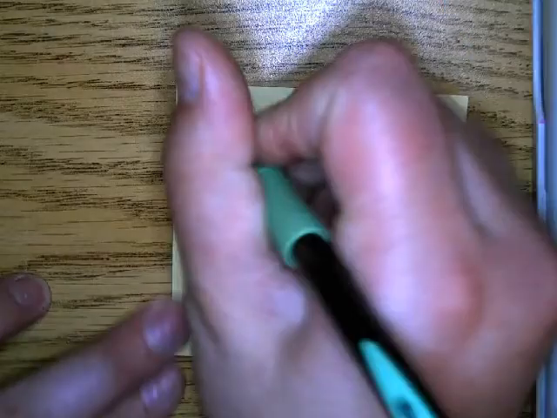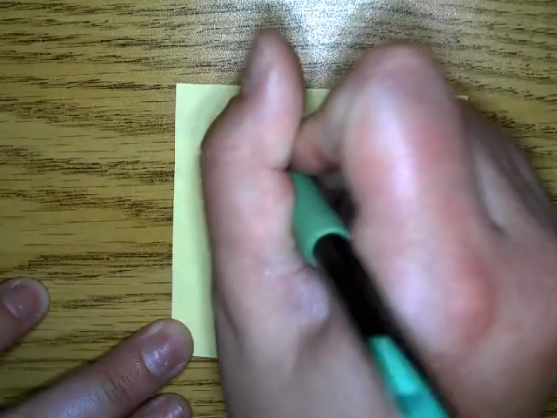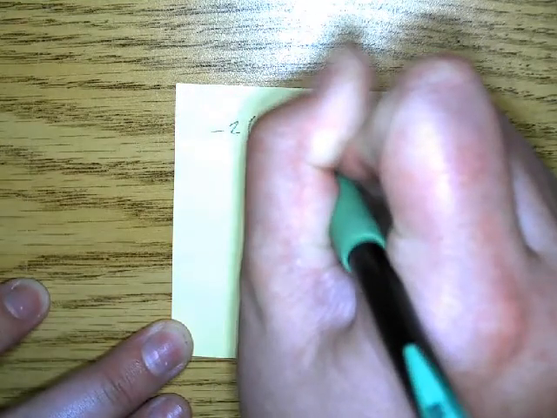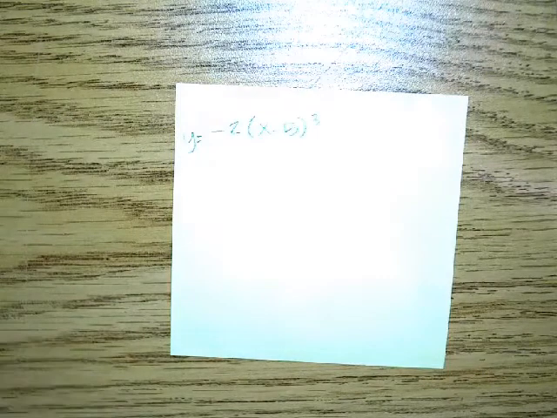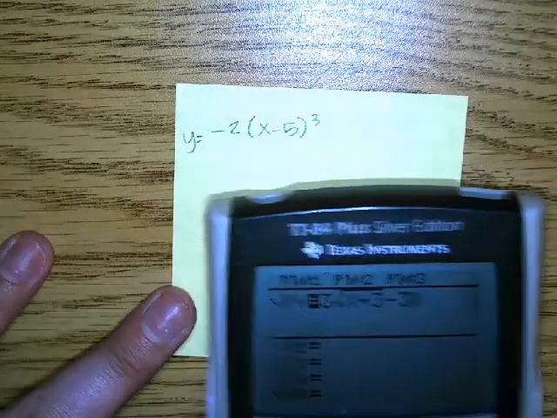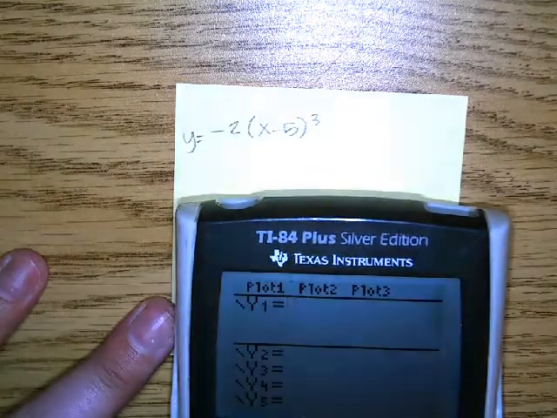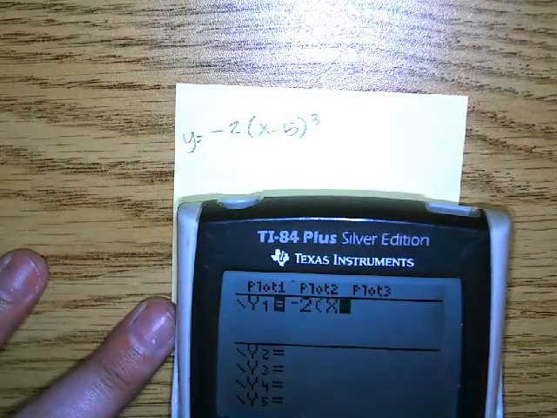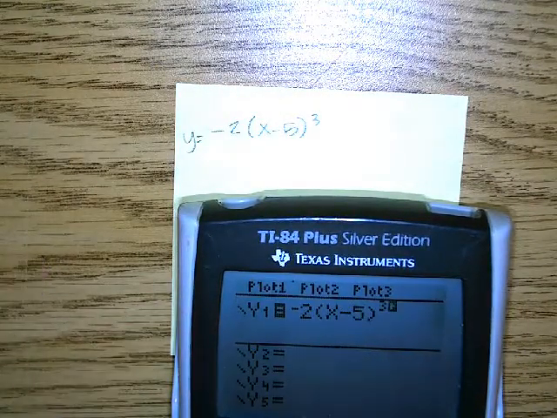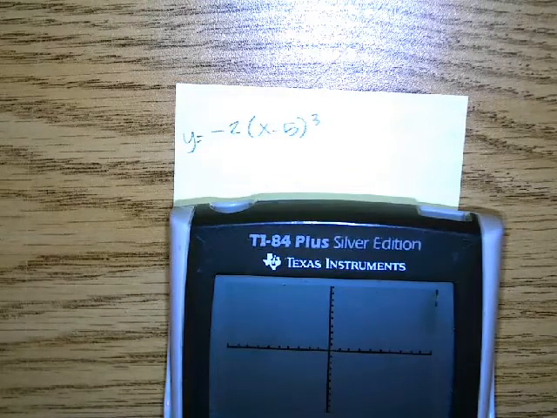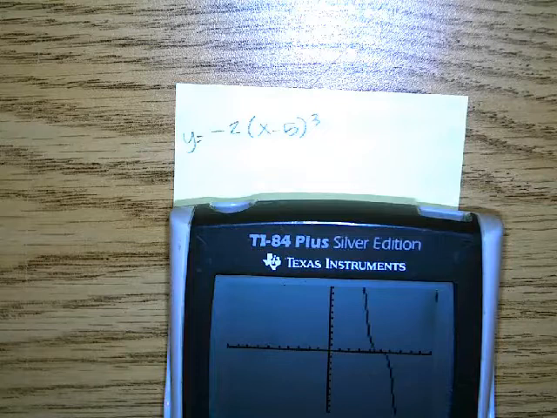So we've got -2 times (x minus 5) to the third. Okay, are we okay with typing number 19 into the calculator? Okay. And then we got it graphed. We have to find the intercepts and then increasing and decreasing, is that right?